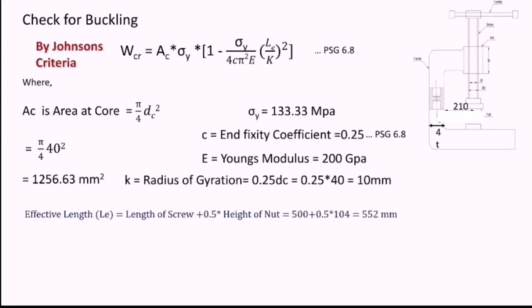K is the radius of gyration, which is given by the relation 0.25 DC, which will come out to be 10 mm. The effective length, that is LE, is the length of the screw plus 0.5 times the height of the nut. The length of the screw I am assuming to be 500 mm. On solving this I will get the effective length as 552 mm.